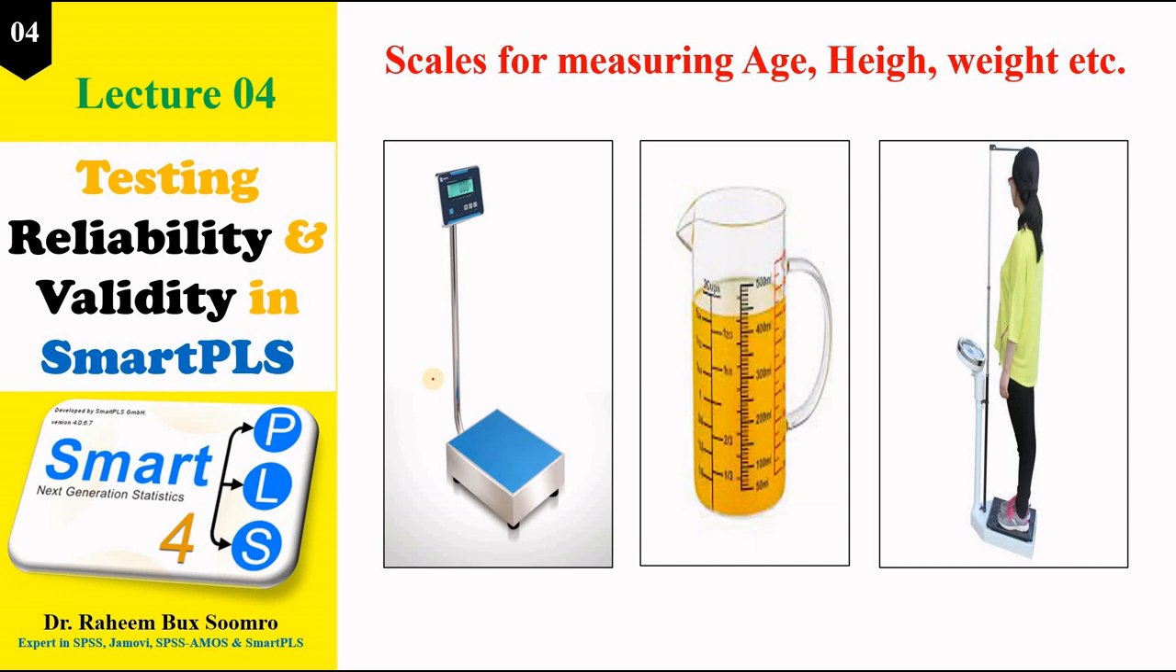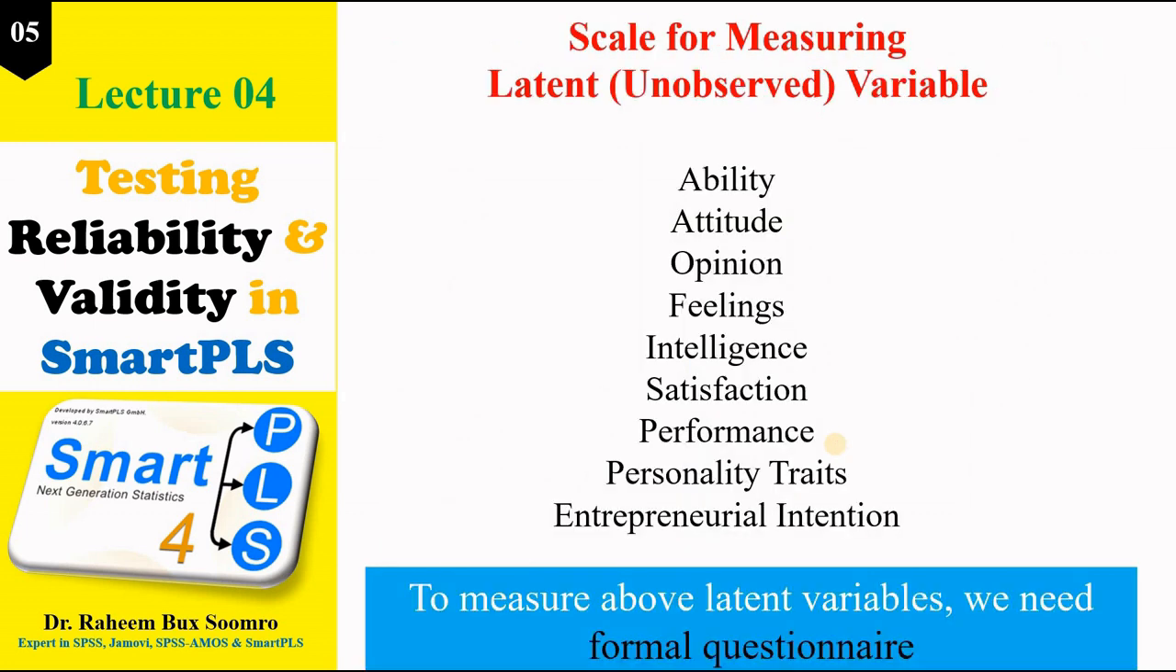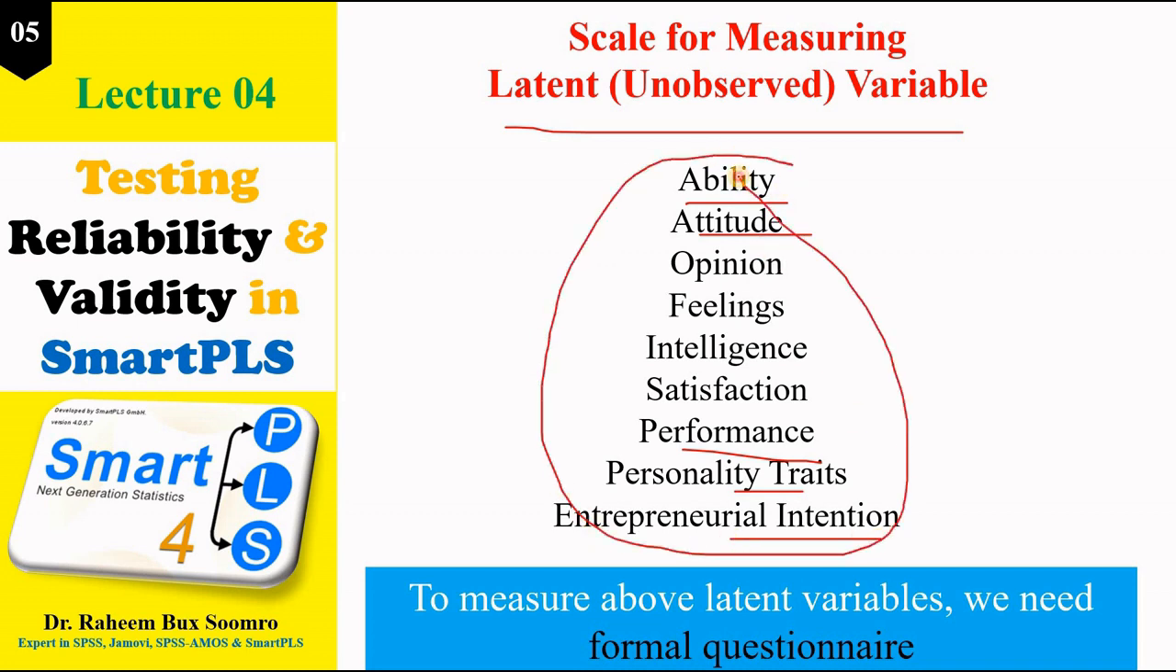Now when we talk about measurement, we have different variables like age, height and weight. There are different tools through which you can measure exactly the weight, height or age of any person. But when you talk about a latent or unobserved variable, it is really difficult to measure, because a latent variable is a variable which cannot be directly measured. For example, we cannot directly measure the ability of any person, attitude, opinion, feelings, performance, personality trait, or even interpretation, because all these are unobserved variables.